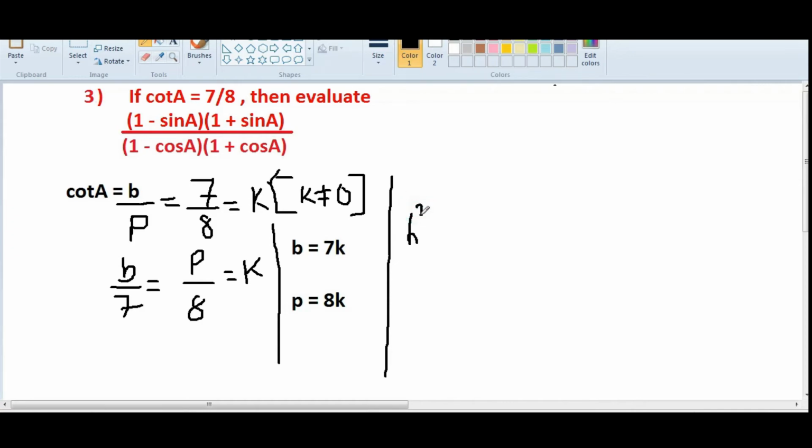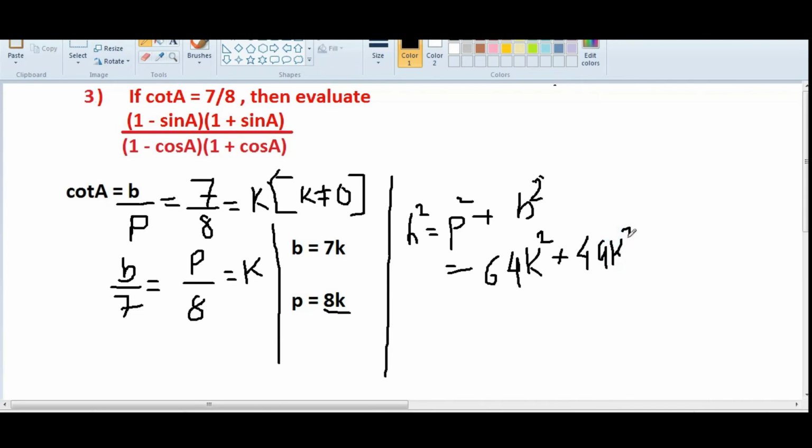You can see over here, Pythagoras theorem, h square equals p square plus b square. So what is the value of p? p is here 8k and its square will be 64k square. And the value of b, that is 7k, its square will be 49k square. So their summation will be 113k square. So that's the value of basically h square.